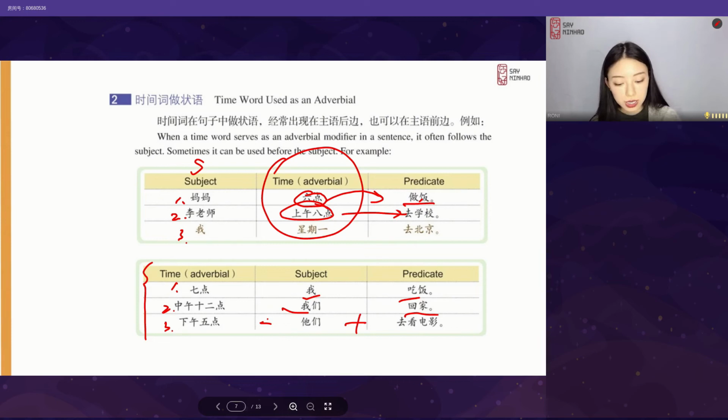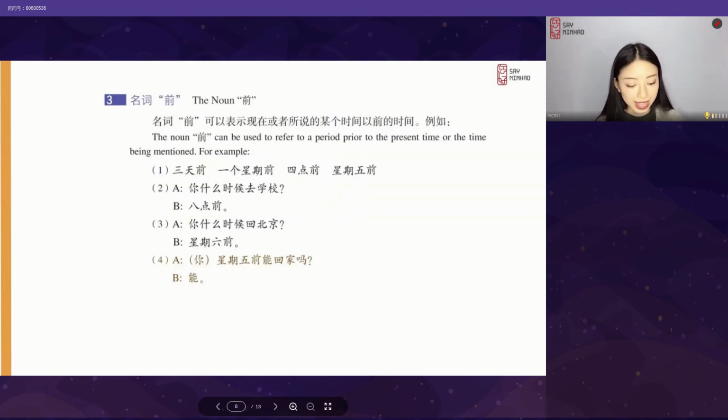And we can see in these 6 sentences the time word can be before or after the subject, right? But it is always before the verb, before the predicate. So please pay attention to it. The time word can be before the subject, it can be after the subject, but the time word must always be before the predicate. Now let's move on to the next part.